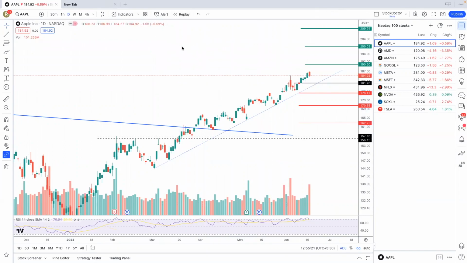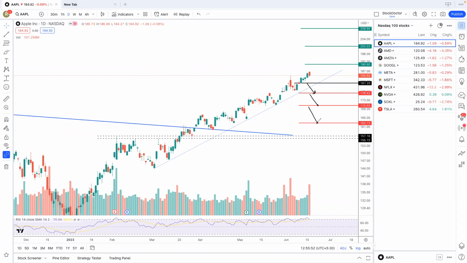For Apple, I am expecting that 181 is an important support level. If it is not staying below that and is following the trend line, then it is going to show 190, 200 and 210. These are the targets. If it stays below 181, then the first immediate target is 176, 170 and 162.